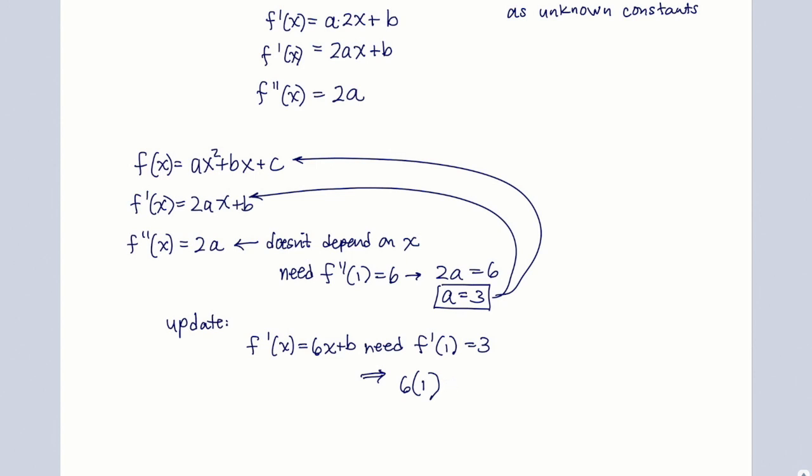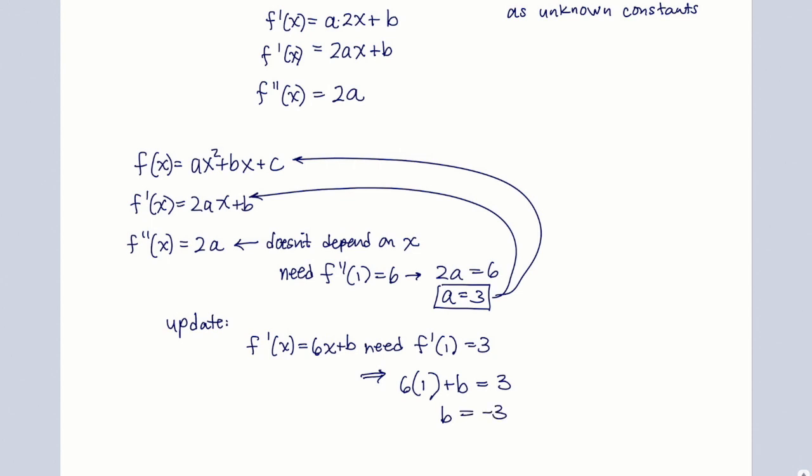So again, the first place I made a mistake was when I recopied the first derivative. I just wrote down 2ax. It should have been 2ax plus b. That did not have an impact on what a was, but when I wrote down the first derivative down here, we needed 6x plus b rather than just 6x, right? So 6x plus b, and we need the derivative at 1 to be 3. So 6 times 1 plus b needs to be 3. That tells me b has to be negative 3, 3 minus 6.